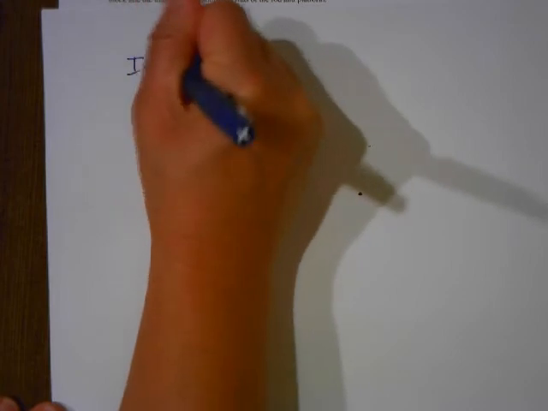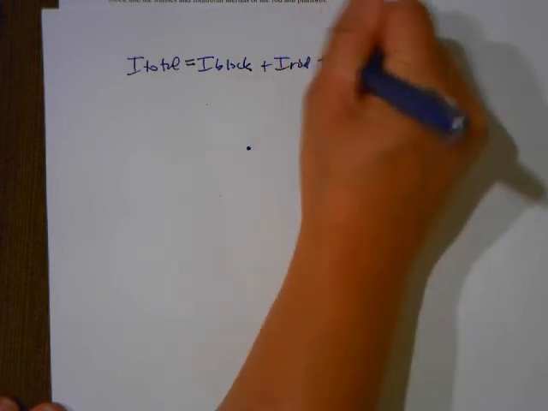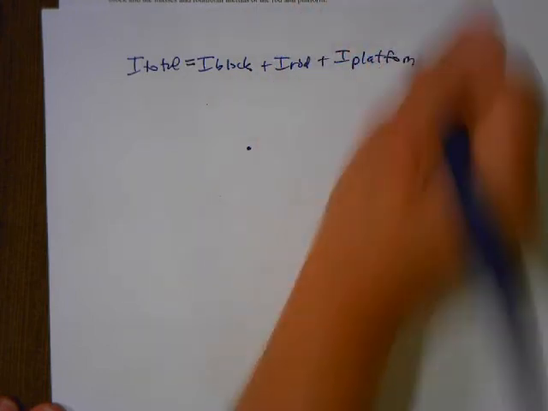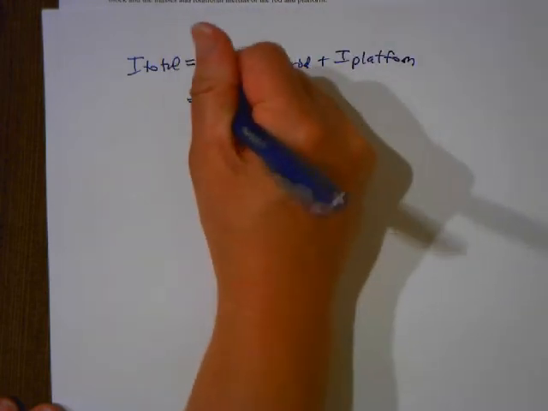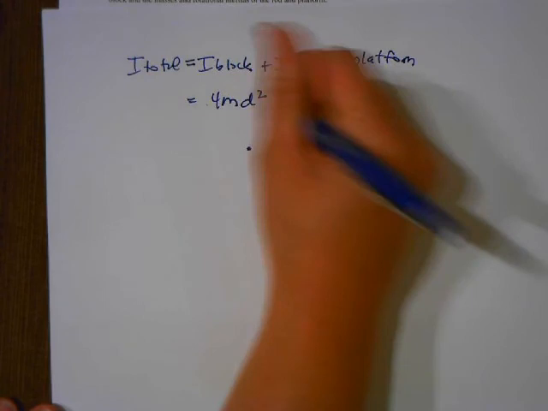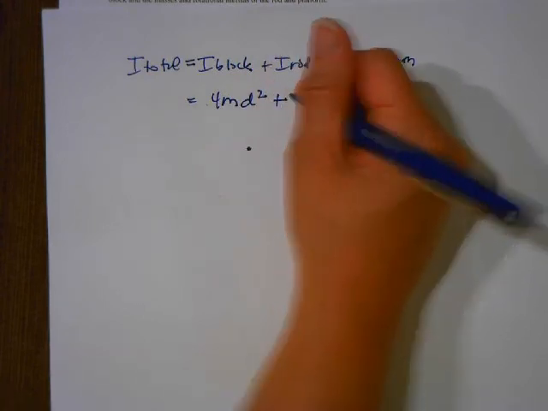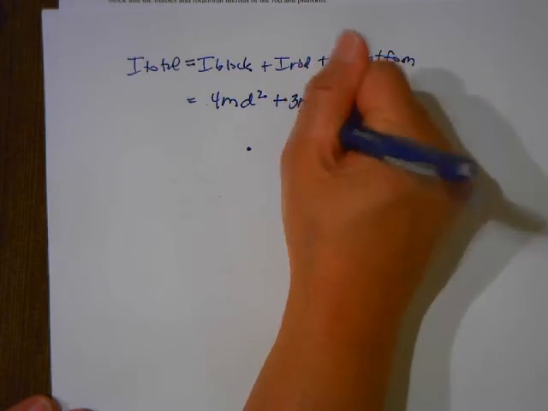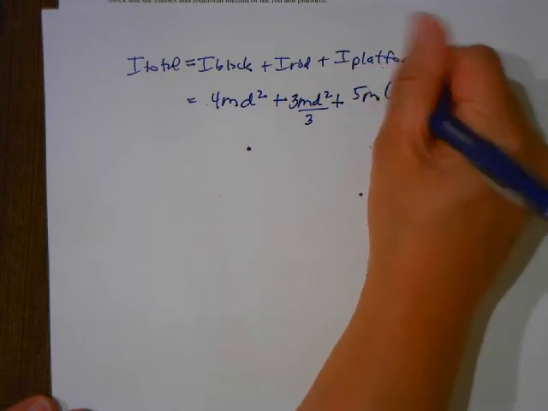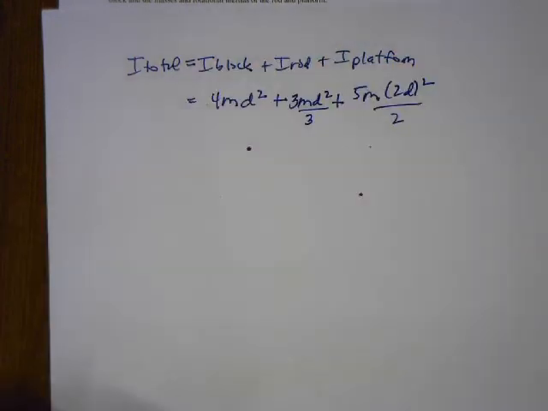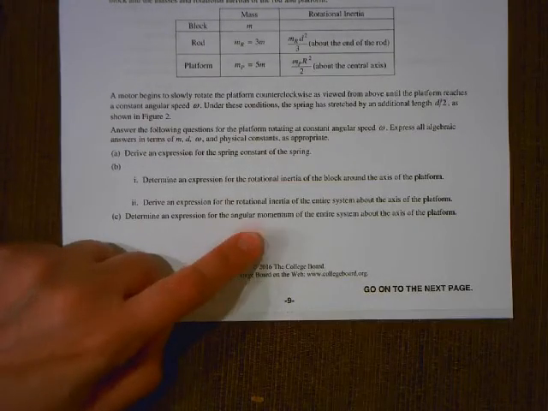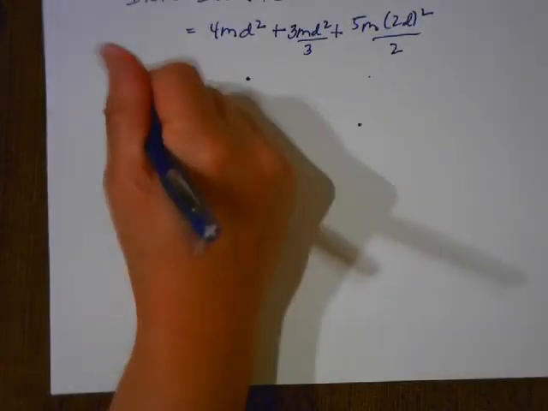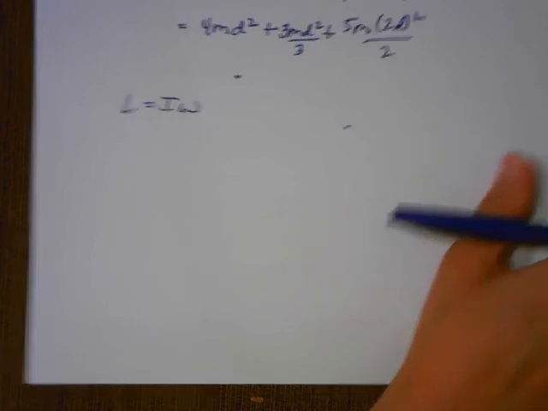So I total is equal to I of the block plus I of the rod plus I of the platform. So we already found in the first part that the block was 4m d squared. Then for the rod, it's going to be 3md squared over 3 plus 5m 2d squared over 2. And I just add all that stuff up and I get my answer. So that's not bad at all. All right, determine an expression for the angular momentum. Well, what's angular momentum? L is equal to I omega, okay?